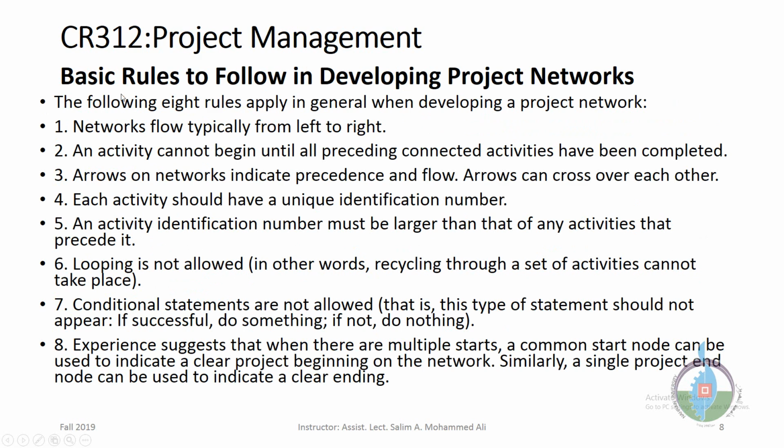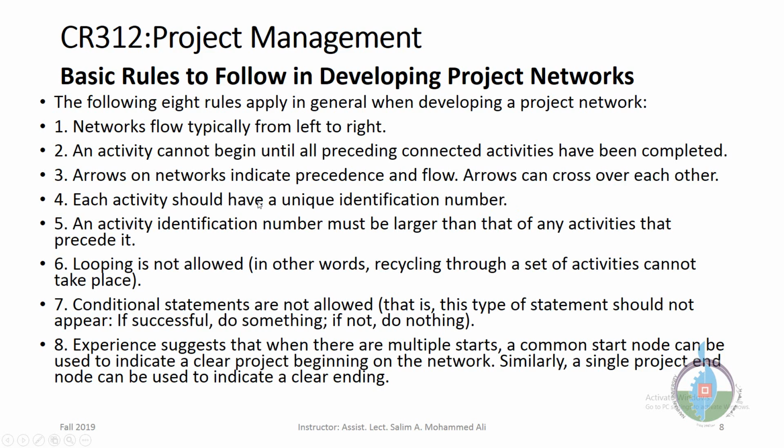There are some basic rules to follow when developing project networks. If you have a project specification and a WBS for the whole project, you can develop the network, but you have to be careful. There are some guidelines to do that. Networks flow typically from left to right. An activity cannot begin until all preceding connected activities have been completed. Arrows on networks indicate precedence and flow. Arrows can cross over each other.